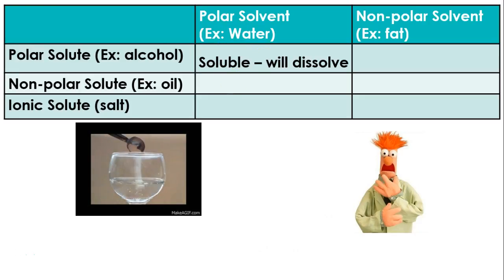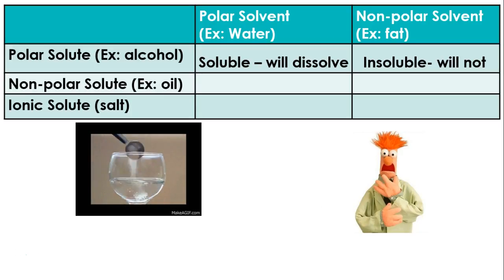So if like dissolves like, these are soluble. They will dissolve. The alcohol will dissolve in water. Great. Let's try the next one. We're going to put a polar solute in a non-polar solvent. The example here is if you put alcohol in fat. Okay, so if we do that, when we put the polar solute in, it's insoluble because they're different. So they will not dissolve.